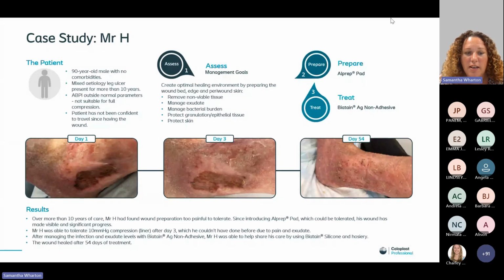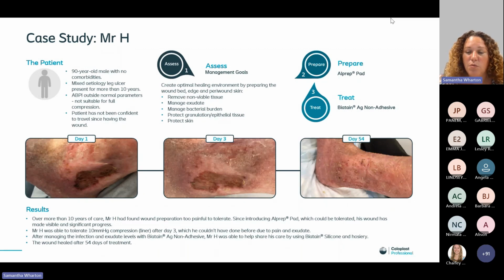After managing infection and exudate levels with Biatain Ag non-adhesive, he was able to share his care. So again, when we're looking at supported self-management, this easy, simplified 3-step approach really can help you implement that into your clinical practice with patients that are able to go on to that supported self-management regime. After managing the infection and exudate levels, he was able to share his care, and he had a Biatain silicone and hosiery at that point. And then the wound healed after 54 days of treatment.